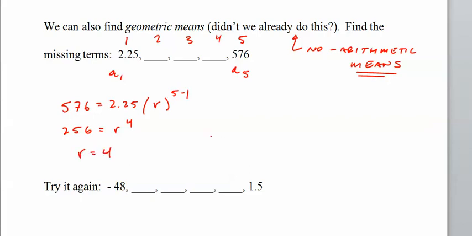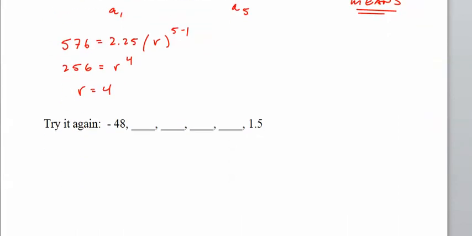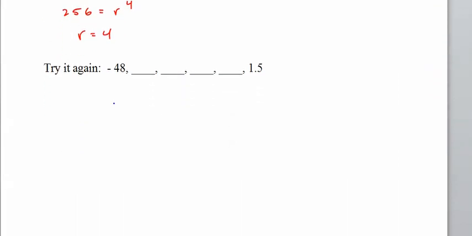Now here's the funny part. I'm done. If you just want me to find these values, then I'm not going to do anything flashy. 2.25 times 4, 9 times 4, 36 times 4, 144. And the beautiful thing, I just multiplied by 4, and it gives me 576. Check, so I don't have to think about it at all. Try this one on your own. All right, I will do it now.